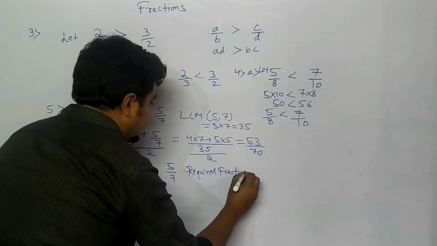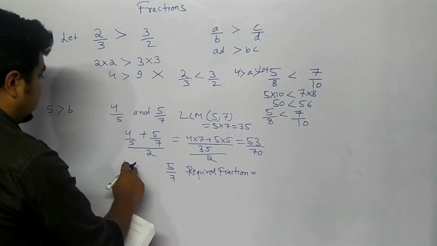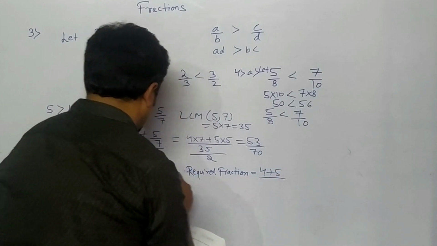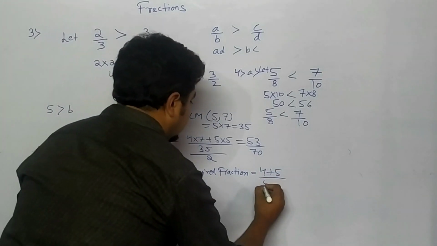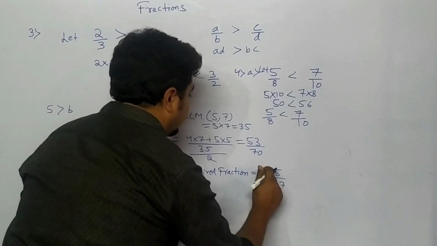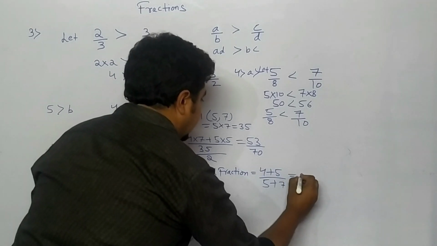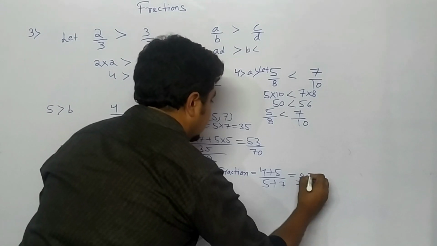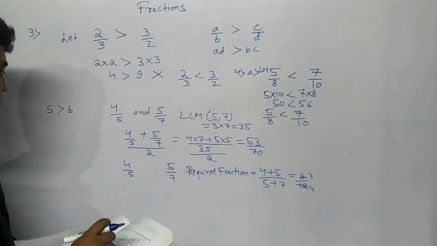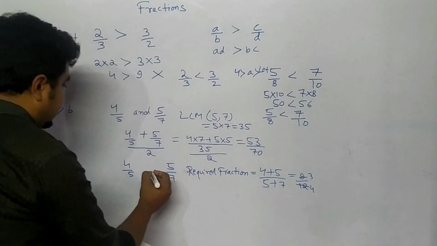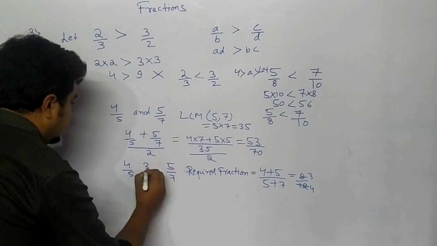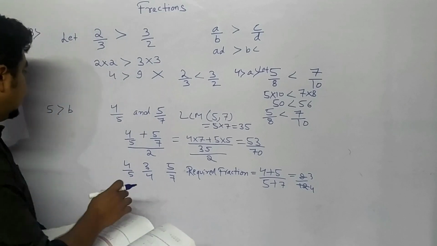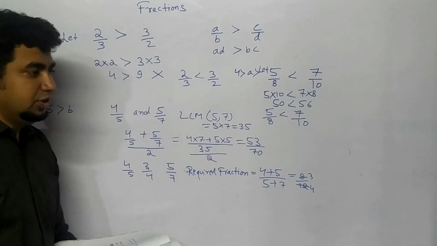will be equal to, just add the numerators, 4 plus 5, and add the denominators, 5 plus 7. 4 plus 5 is 9 and 7 plus 5 is 12. This is 3 times, this is 4 times... so 3 by 4. This is the fraction which will come between 4 by 5 and 5 by 7. So this is the discussion of question number 5b.